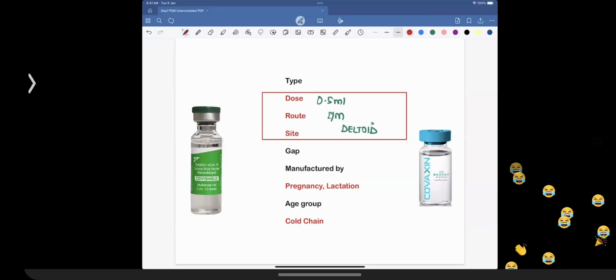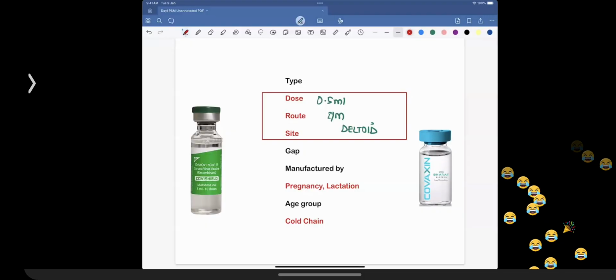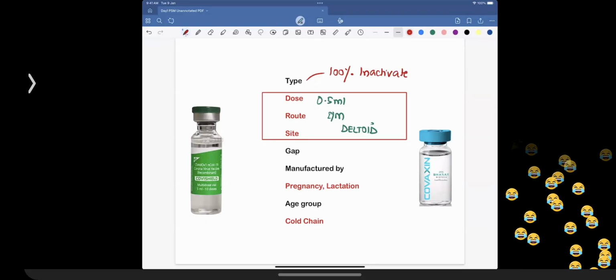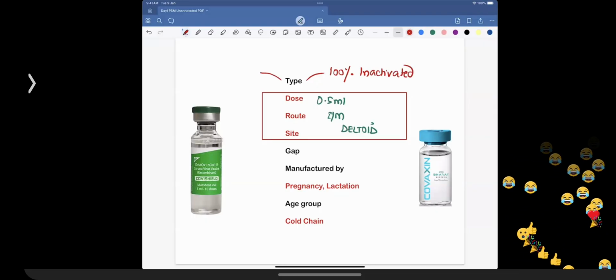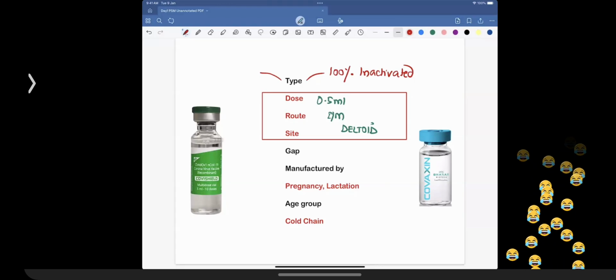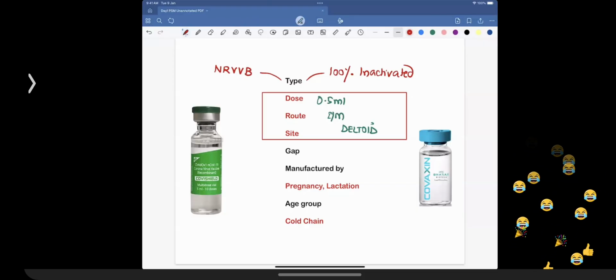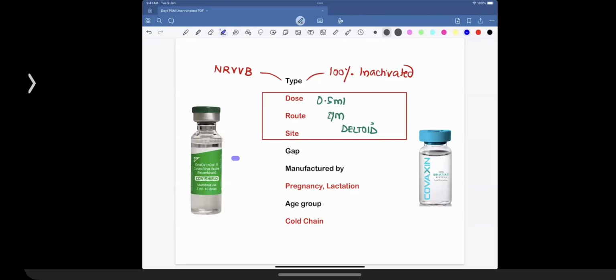Okay, type Covishield is... Covaxin is killed, 100% whole virion inactivated. Covishield: yes, non-replicating viral vector based. Which was the first viral vector based vaccine of the world, which was actually used? It was Ebola. Covishield is based on Oxford AstraZeneca. It became the second. Gap of vaccine doses for Covishield and Covaxin.